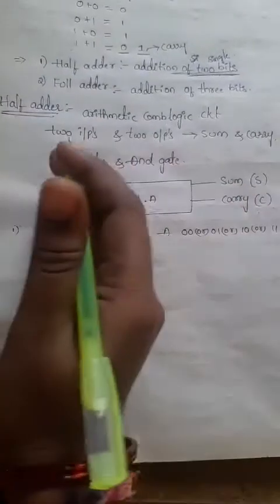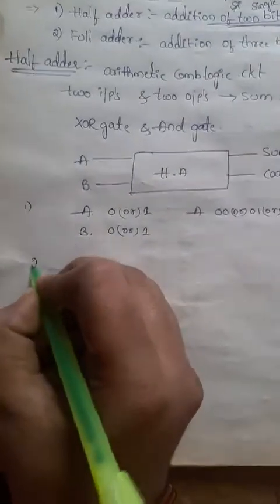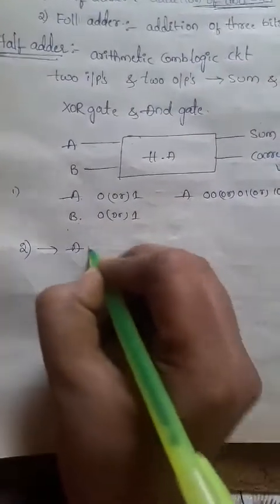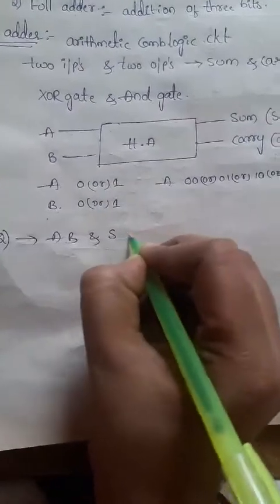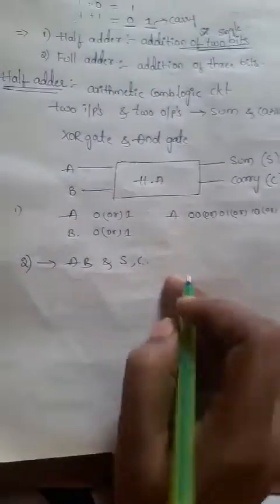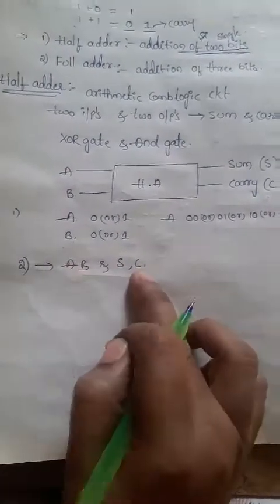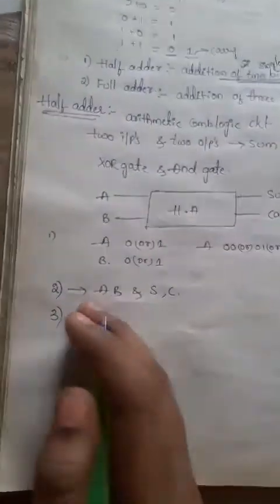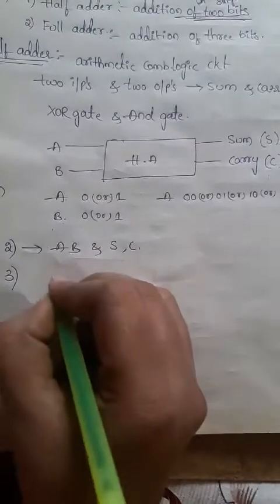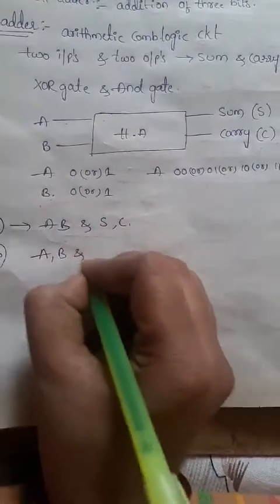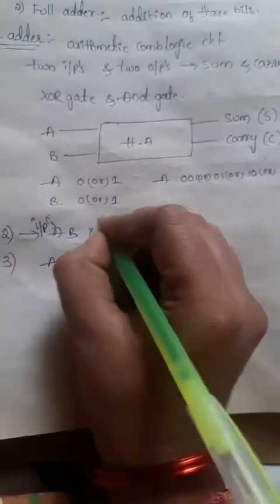That means we need to assign letters and symbols to the input variables and output variables. The input variables are A and B, and the outputs are sum and carry. This is the second step, inputs and outputs. So what is the third step? The third step is assigning the letters or symbols. We have already assigned them here: A, B and sum, carry. So these are the inputs and outputs.